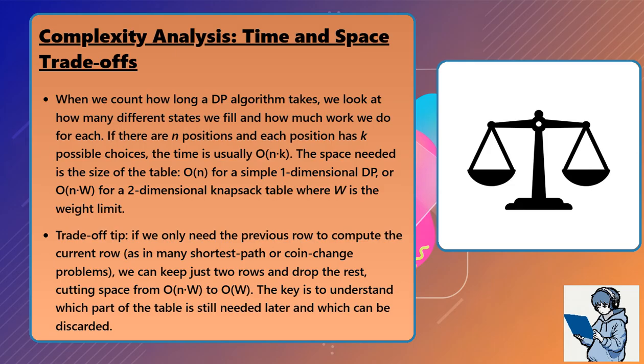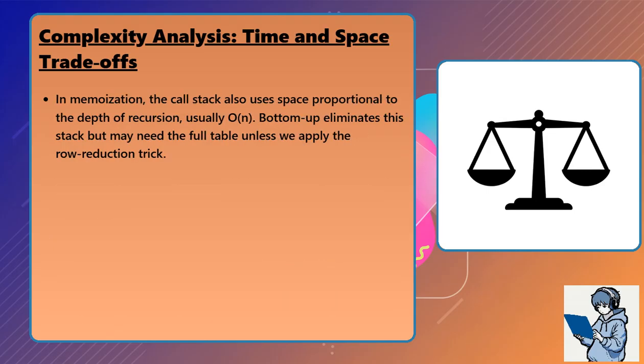Trade-off tip: if we only need the previous row to compute the current row, as in many shortest path or coin change problems, we can keep just 2 rows and drop the rest, cutting space from O of n times W to O of W. The key is to understand which part of the table is still needed later, and which can be discarded. In memoization, the call stack also uses space proportional to the depth of recursion, usually O of n.